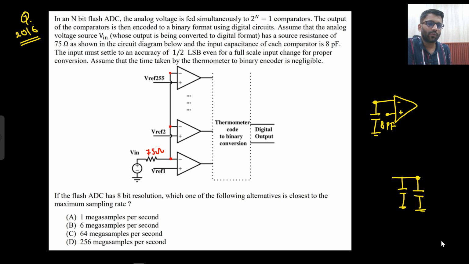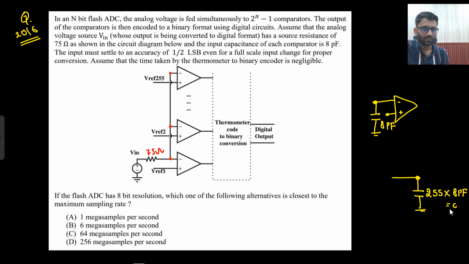In that manner, a lot of 8 picofarad capacitances are there. How many 8 picofarad capacitances are there? How many comparators are there? There are a total of 255 comparators. So how much total capacitance will be there? 8 picofarad in parallel to 8 picofarad in parallel to 8 picofarad. This node is common, and from this node to ground all are in parallel. So 255 times 8 picofarad. So this much capacitance is there.